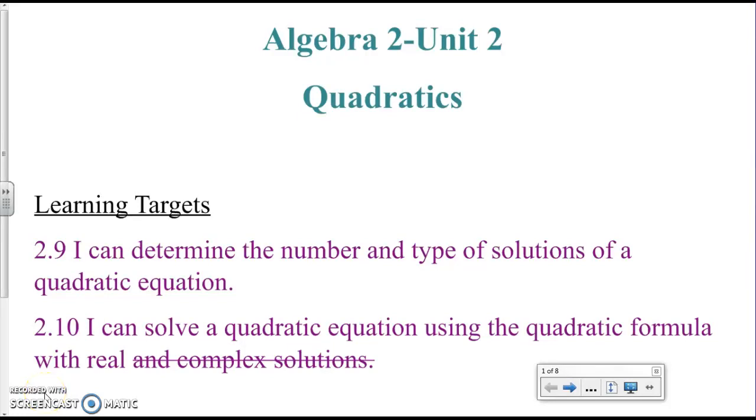Good morning. We're going to continue and learn our fourth and final method that we can use to solve quadratic equations, which is the quadratic formula. This is in addition to factoring, square roots, and completing the square. Before we do that, we're also going to talk about the discriminant, which is going to help us to determine the number and type of solutions for a quadratic equation.